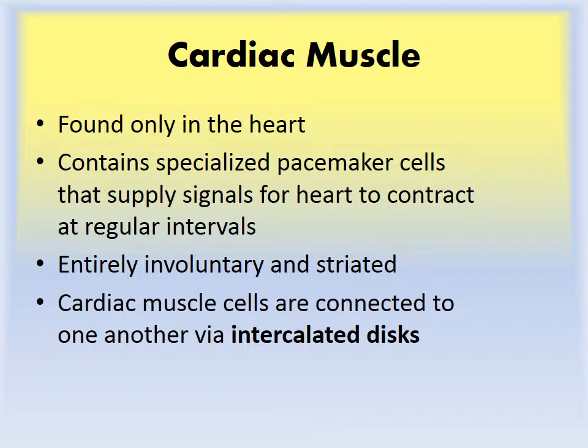The cardiac muscle is completely involuntary, and it's also striated. The skeletal muscle is striated. The smooth muscle is not. It's spindle-shaped, but the cardiac muscle is striated as well. Cardiac muscle cells are connected to one another via intercalated discs, and we're going to talk about what that is, but that's basically the connection that these cardiac muscle cells have to each other.